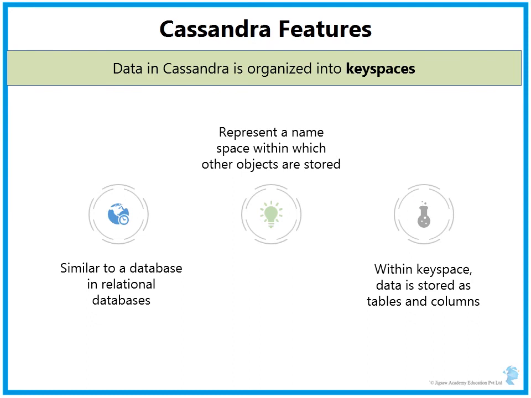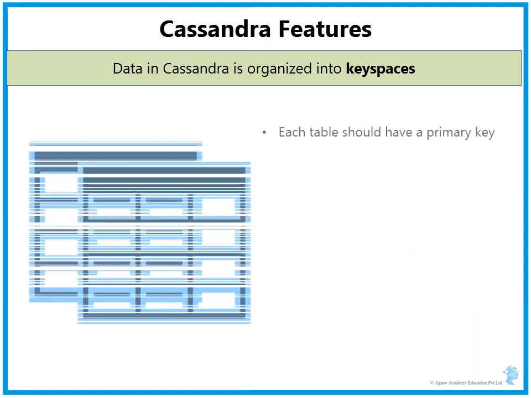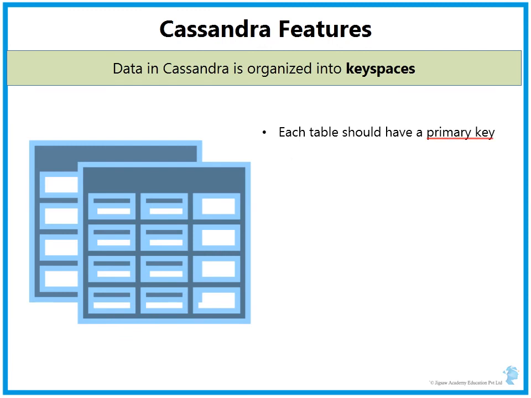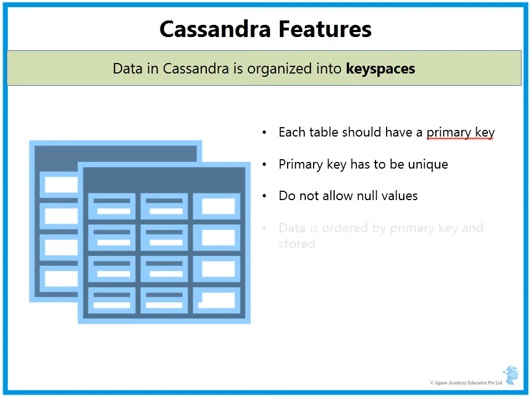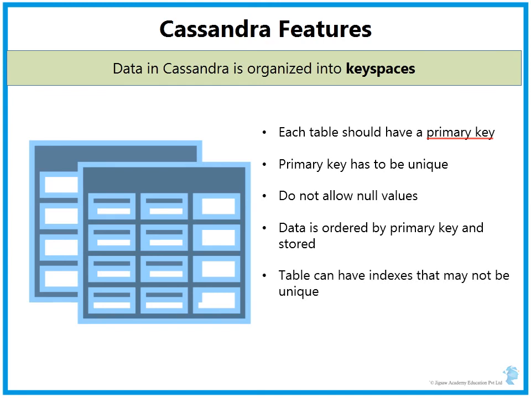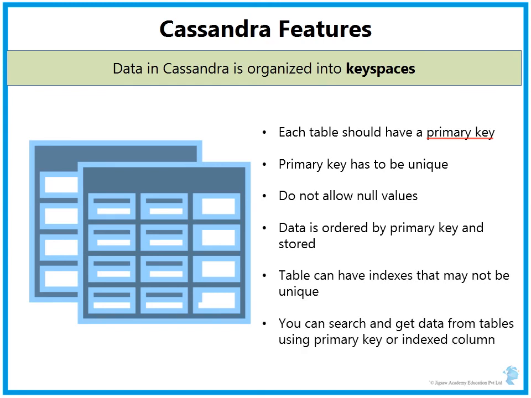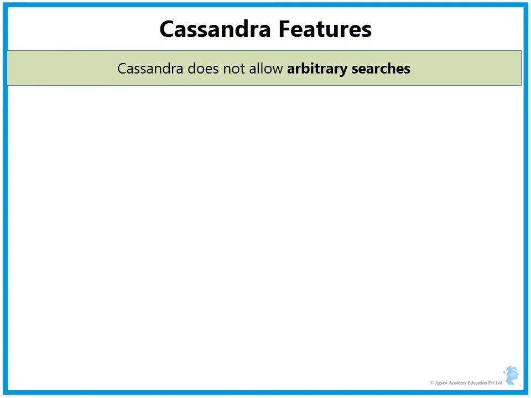Initially, Cassandra had the concept of column families, but they have done away with that now. Each table should have a primary key. Primary key has to be unique, and also it does not allow null values. Data is ordered by the primary key and stored. Apart from the primary key, a table can have indexes that may not be unique. You can search and get data from tables using the primary key or the indexed column only. Cassandra does not allow arbitrary searches or searches where the performance is not known in advance.